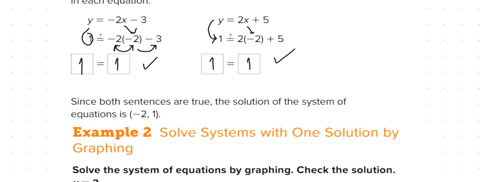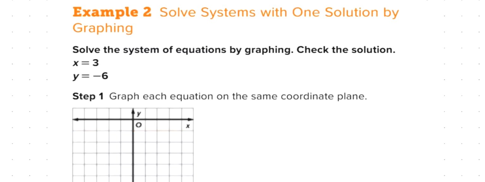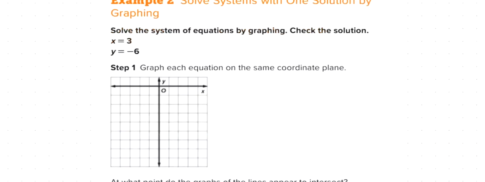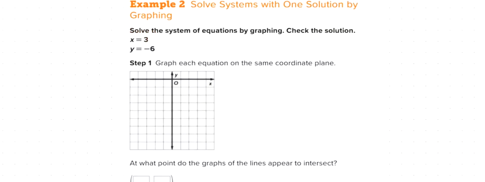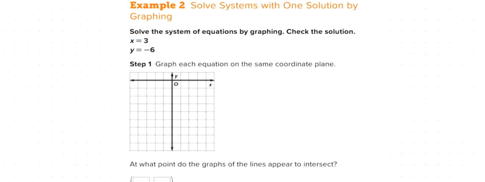Okay. Let's continue with example number 2. In example number 2, we're going to continue solving a system of equations with one solution by graphing. And it gives us the equations that we're going to graph: x equals 3 and y equals -6. So this is really, really easy.